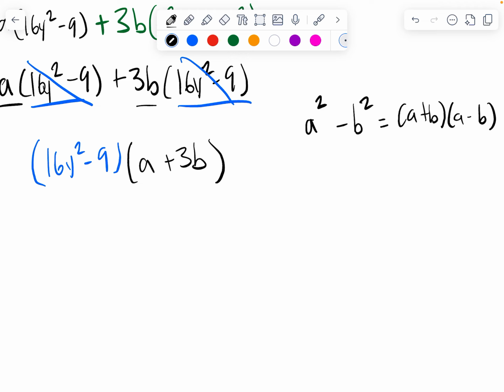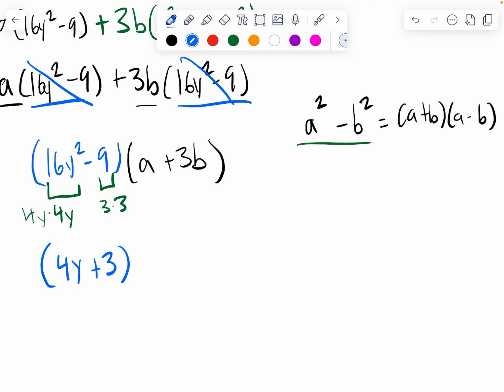So do we have perfect squares? Well, 16y squared is the perfect square of 4y. If you were to take 4y times itself, right, you would get 16y squared. 9 is 3 times 3, so 9 is a perfect square of 3. And booyah, right? That tells you that you do have the difference of squares polynomial identity, because you have 2 perfect squares, and you have the subtraction between them. So that means that this is going to factor further into the first perfect square number plus the other, first perfect square minus the other.